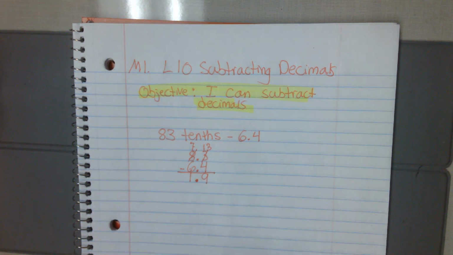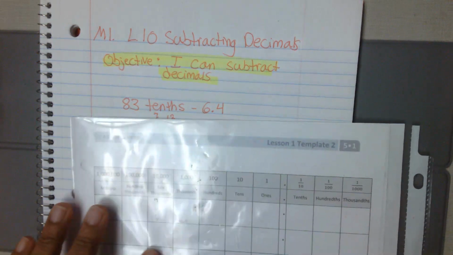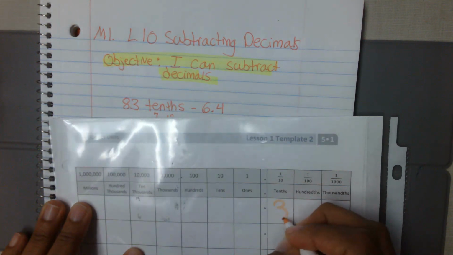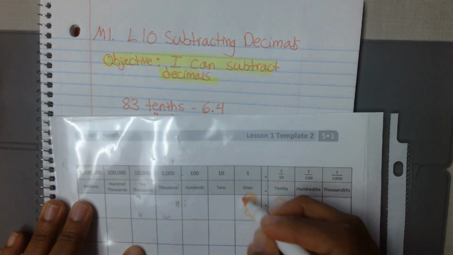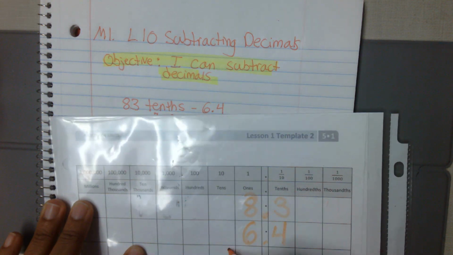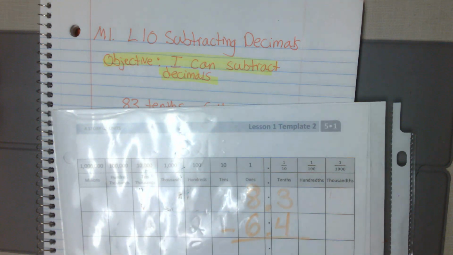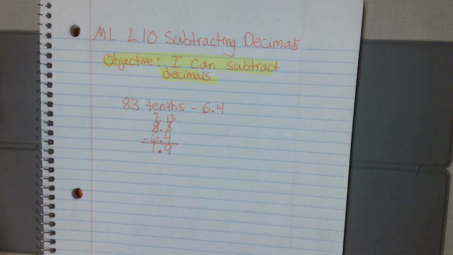Again, if you need help figuring out where you need to put those things on the chart, you can use your place value chart, remember? And it says 83 tenths. That means the 3 has to be in the tenths, right? And the 8 goes next to it. And then I would just do my 6.4, and same thing, you can subtract on the actual place value chart. Okay, let's try another one.